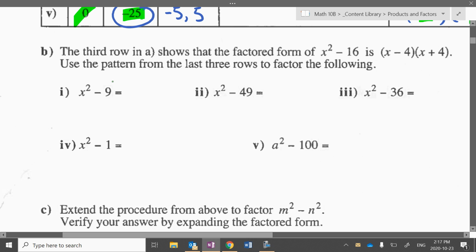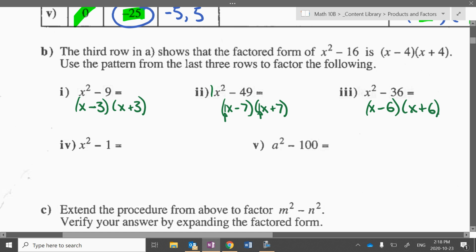Square root of 9 is 3. So I get x minus 3, x plus 3. Negative 3 plus 3 cancels out. Square root of 49 is 7. Minus 7 plus 7, they cancel out. In these cases, there could be a number in front of the x here, but there's a 1 here, so really those are just 1s. x minus 6, x plus 6. 1 is a perfect square. We often forget that. So x minus 1, x plus 1. a minus 10, a plus 10. I went through that fairly quickly, so if you need to pause the video and think about it for a little bit longer, please go right ahead.